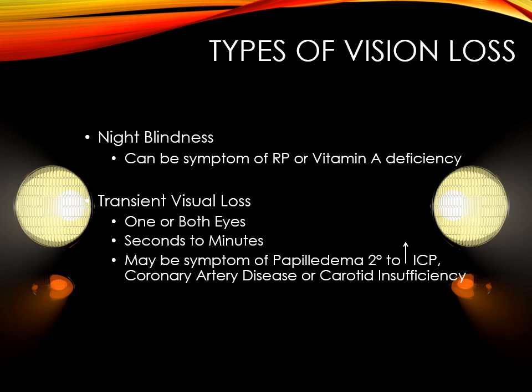Transient vision loss can last seconds or minutes or hours, so find out how long it lasts when it occurs. And it's also very important to ask, is it one eye or both? Transient vision loss can be a sign of swelling of the optic nerve or papilledema due to an increase in the intracranial pressure. It can also occur secondary to coronary artery disease or carotid insufficiency.